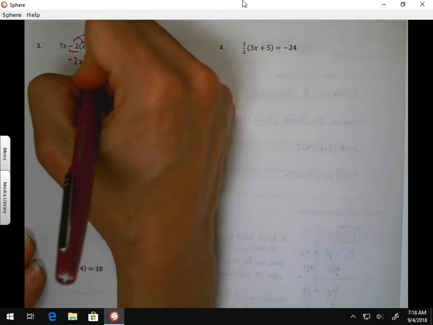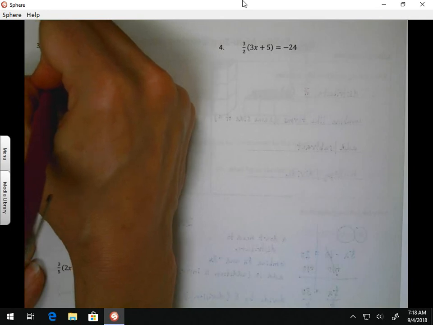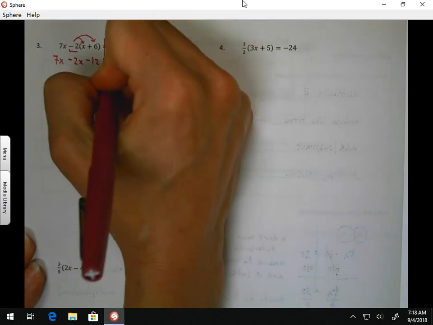So remember, the first step we said is if we see any parentheses, we need to go ahead and distribute first. So in this case, I'm distributing the negative 2, and I'm distributing that to the x and to the 6. So a negative 2 times x is a negative 2x. A negative 2 times a positive 6 is a negative 12. And I'm going to bring down my 7x and my 23.